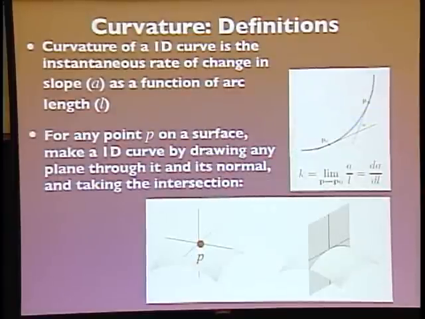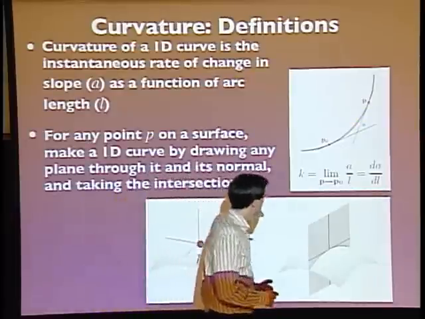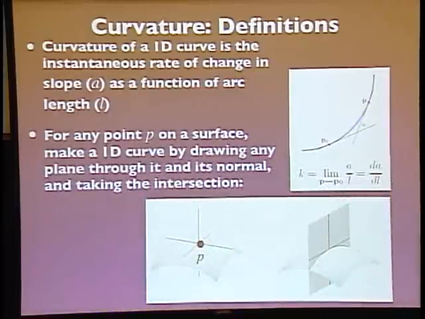So here's the definition of curvature for those of you who are not familiar with it. Let's say that we start with a point in 2D. So the curvature of a curve in 1D is defined mathematically as the instantaneous rate of change in the slope as a function of arc length.